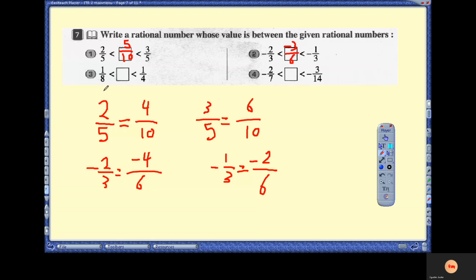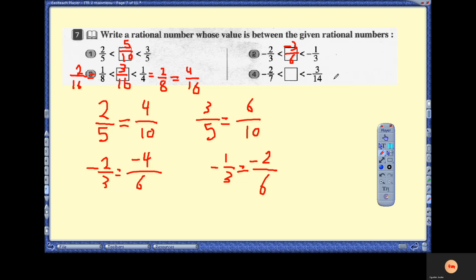1 over 8 and quarter. You can make quarter as 2 over 8 and multiply by 2 also. Here will be 2 over 16 and here will be 4 over 16. Then here you write 3 over 16.